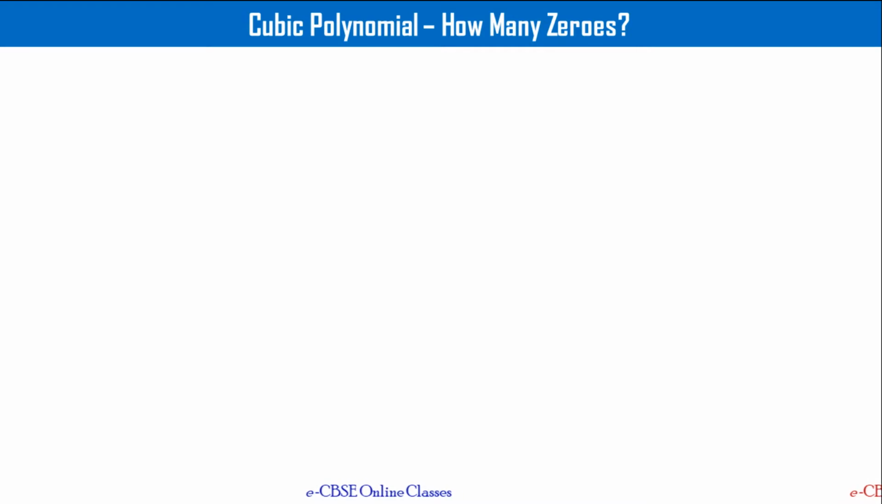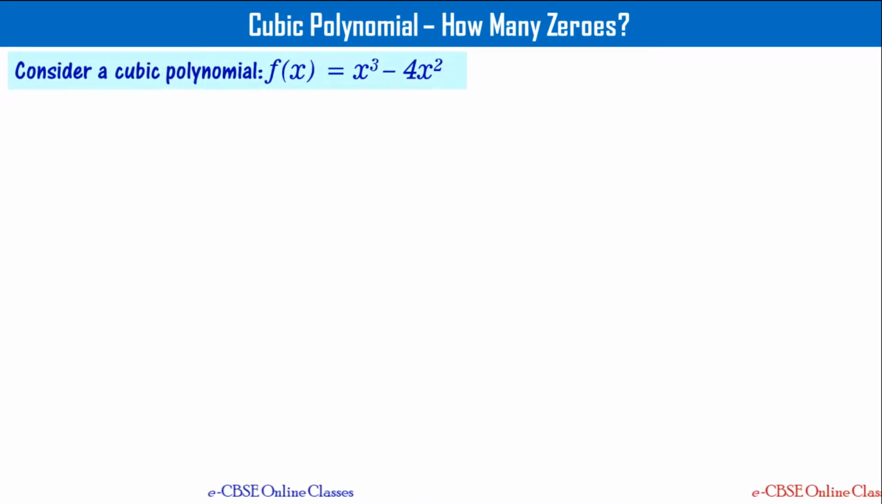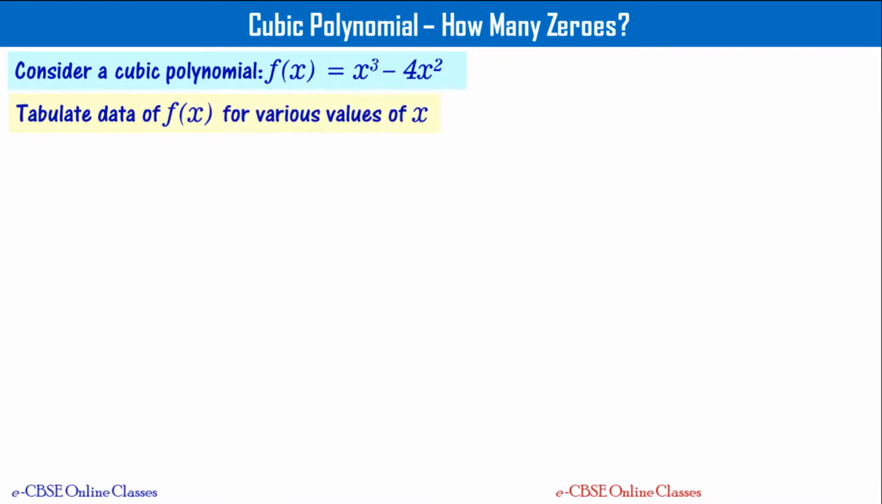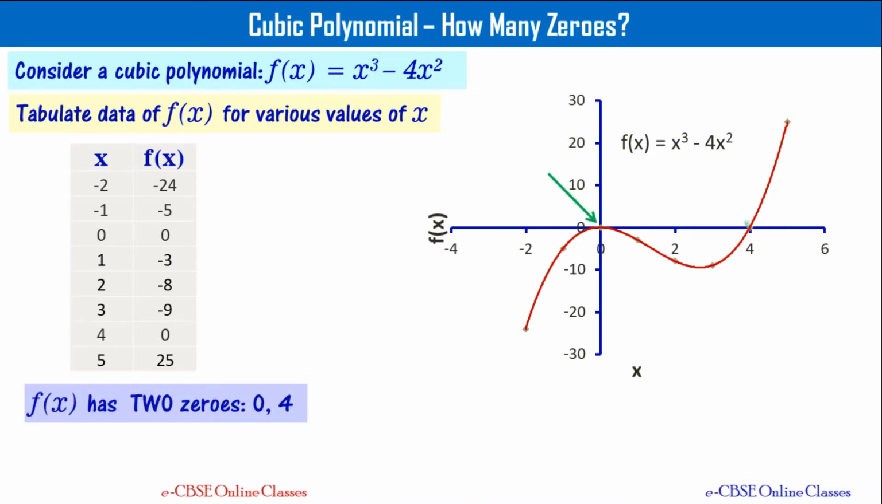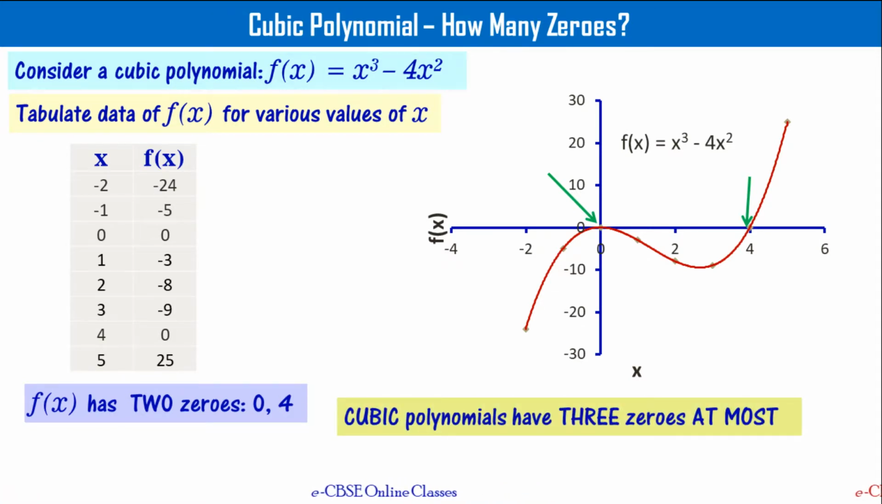Let's consider another cubic polynomial, that is f of x equal to x cube minus 4x square. If you tabulate data of f of x for various values of x and plot it, you get a curve like this. From this graph, we can say that f of x has only two zeros. Those are 0 and 4. Based on whatever we have seen for cubic polynomials, we can safely say that cubic polynomials have three zeros at most. Please take a note of this word, at most.